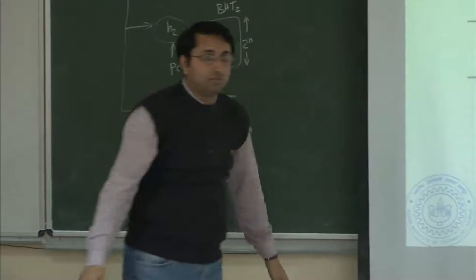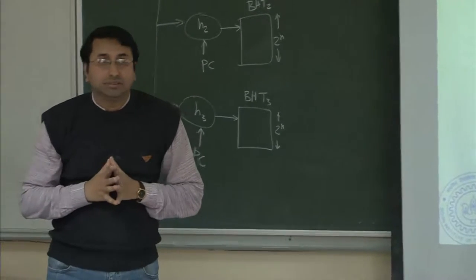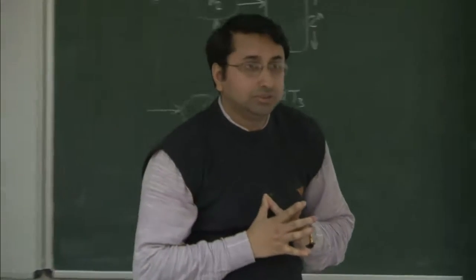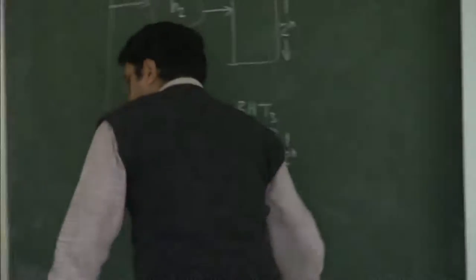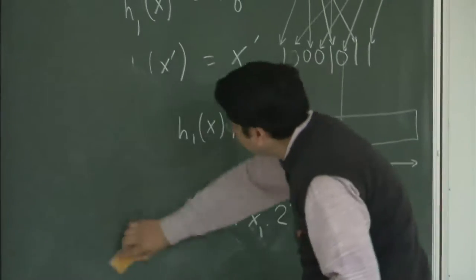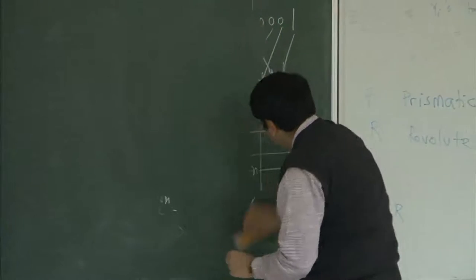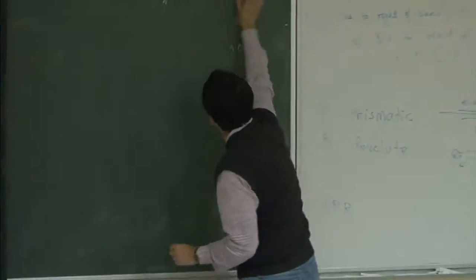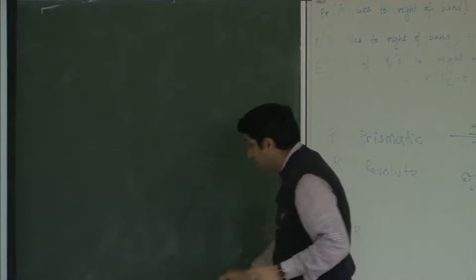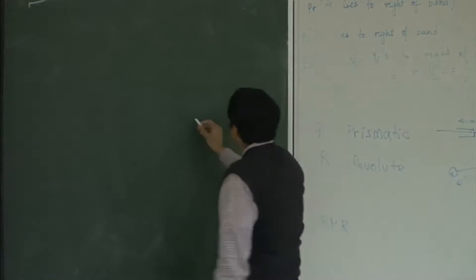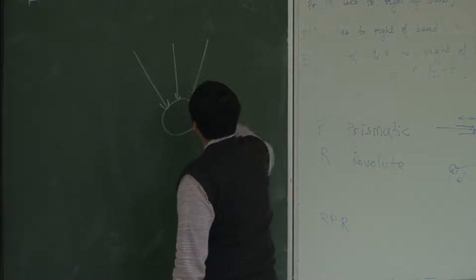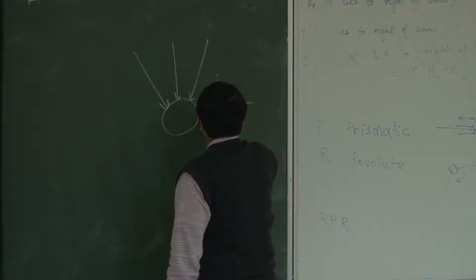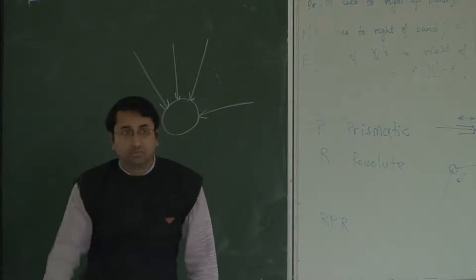How many of you have heard of perceptrons? Okay. It's a simple thing actually. Let me quickly give you an overview of what a perceptron does. A perceptron is the simplest kind of neural network. It has a bunch of inputs. For our purpose here, the inputs are history bits.